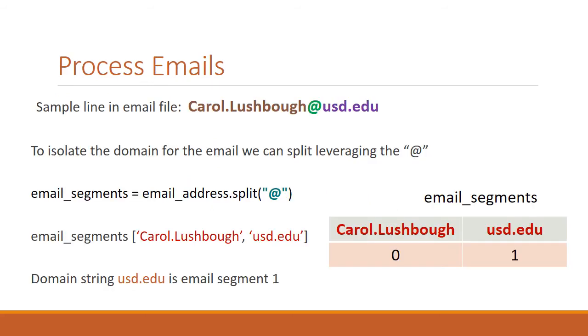Python provides a split method for a string that allows us to split a string by a given substring. So in this example, we have our email address and we want to split that email address into two parts, the username and the domain. So we can apply the split method to an email address and split it into two segments. So segment 0 will be the username and segment 1 will be the domain.